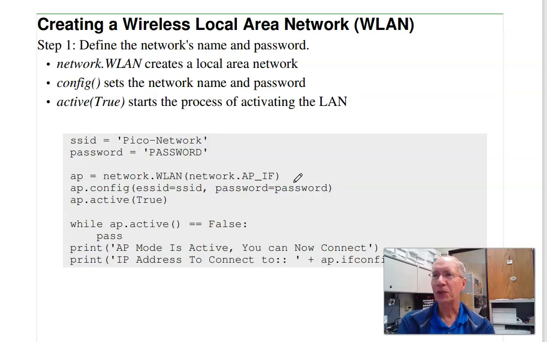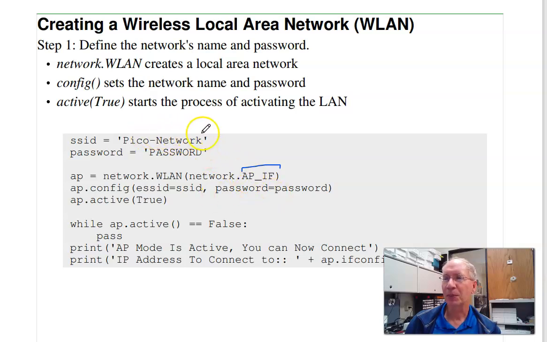The next step is to create a local area network. To do that, I'm going to use a couple different files. With the network, use the routine WLAN, use the routine configure, and activate. What the first one does, that creates a local area network in AP mode. This will change in 2 lectures when we go to it as a client, but for now we're in AP mode.